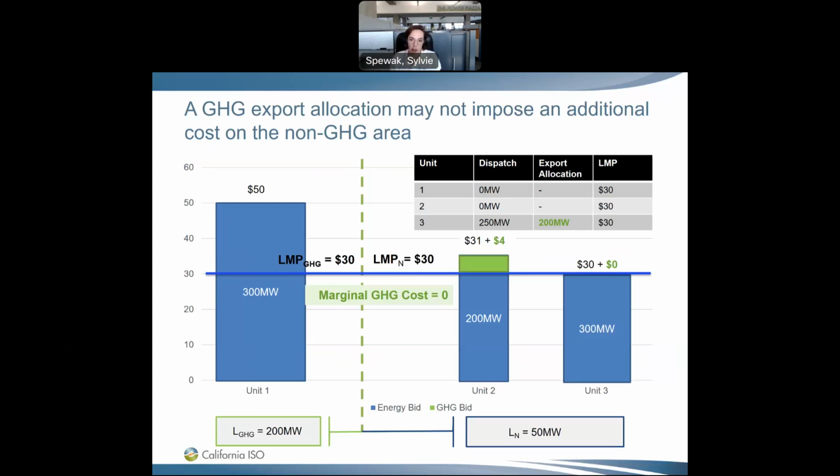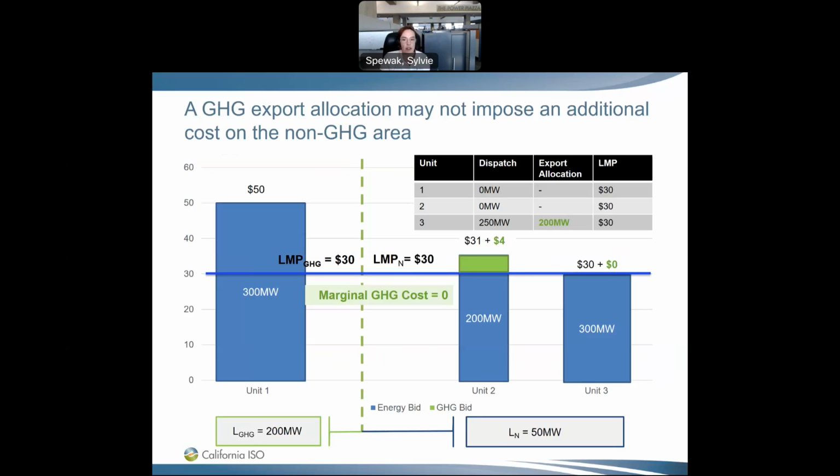Unit 3 is now a bigger resource. We have 300 megawatts of Unit 3, and it costs $30 per megawatt hour if it serves either the GHG or non-GHG area. And you'll also note that there's no transmission constraint, but we do have an export allocation because of the price difference between the available generation in the GHG and the non-GHG area.